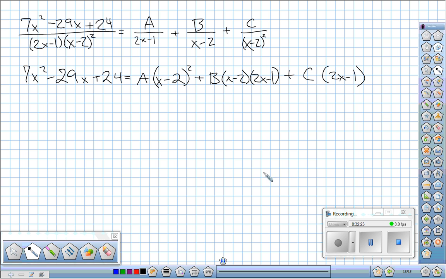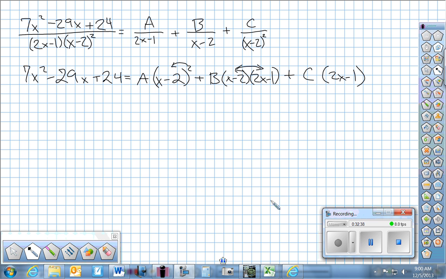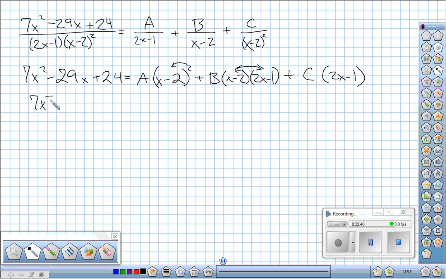Okay, so you have to go through these steps. And then what you're going to have to do is FOIL these guys out. And then you don't have to actually multiply anything out for the c. And then you actually have to distribute through the a, b's, and c. So the 7x squared minus 29x plus 24 stay the same.